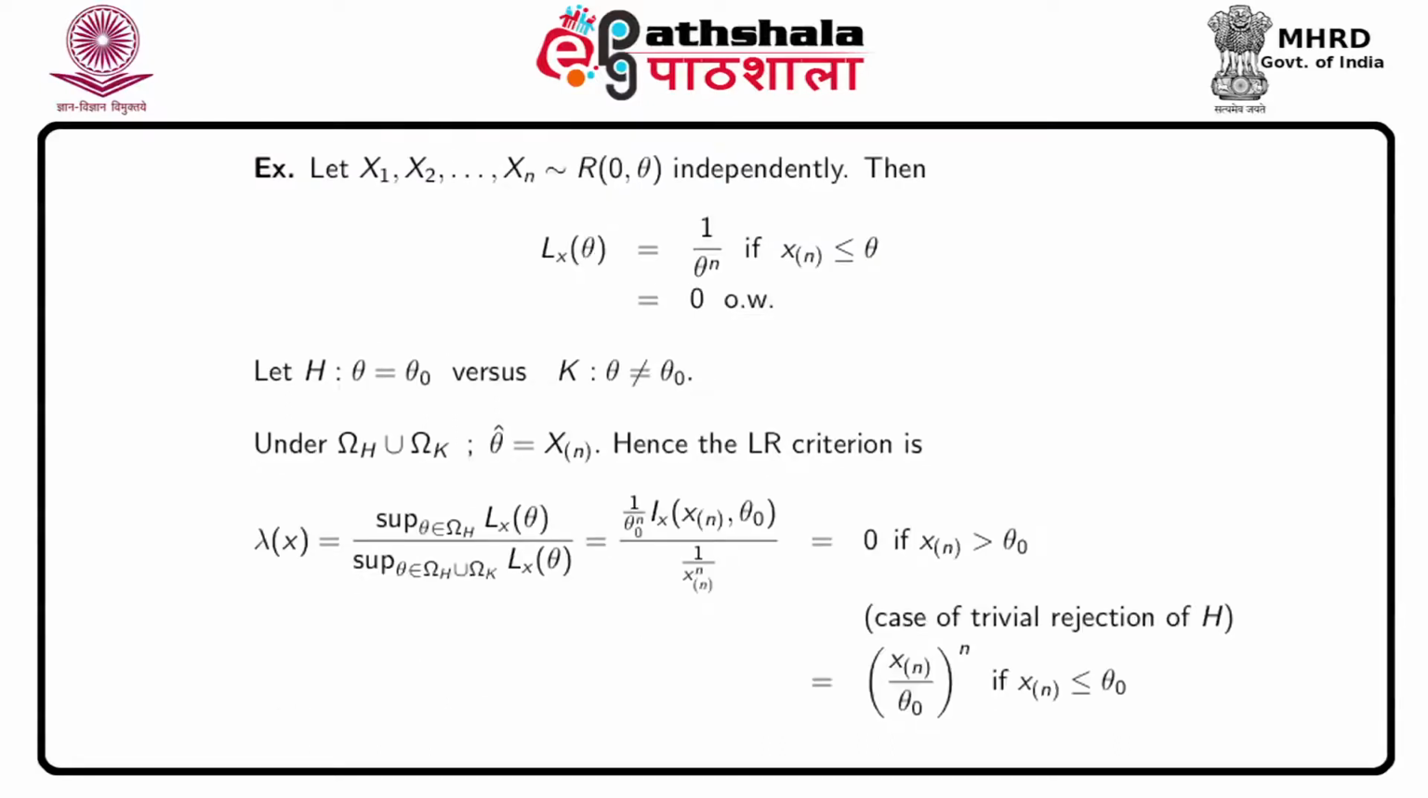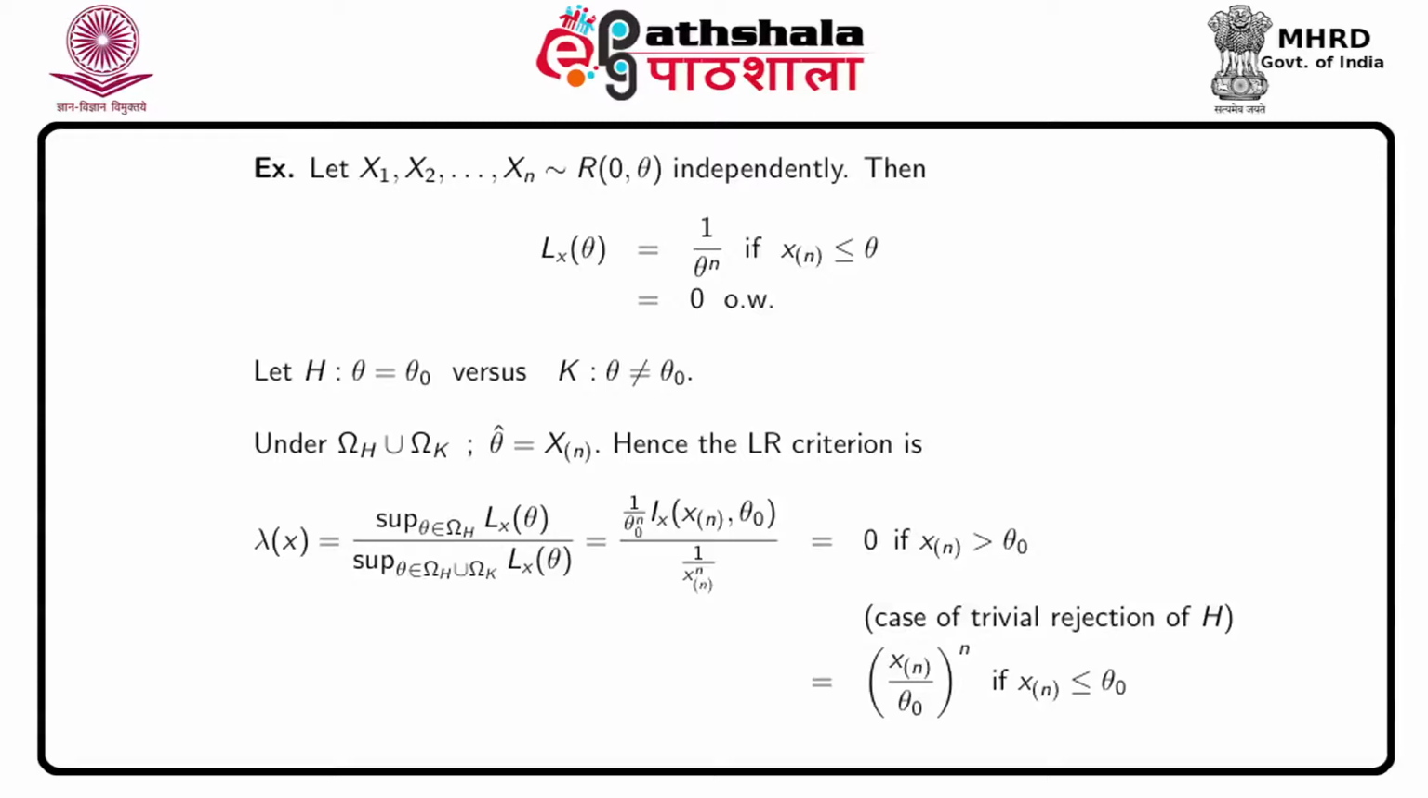Consider the following example. Let X1, X2, ..., Xn follow the rectangular (0, theta) distribution independently. Then the likelihood function will be L(theta) equal to 1 by theta to the power n, provided x order n, that is the maximum order statistic value, is less than or equal to theta, and equal to 0 otherwise. Suppose we want to test the null hypothesis H, that is theta equal to theta naught, versus the alternative K, theta not equal to theta naught.